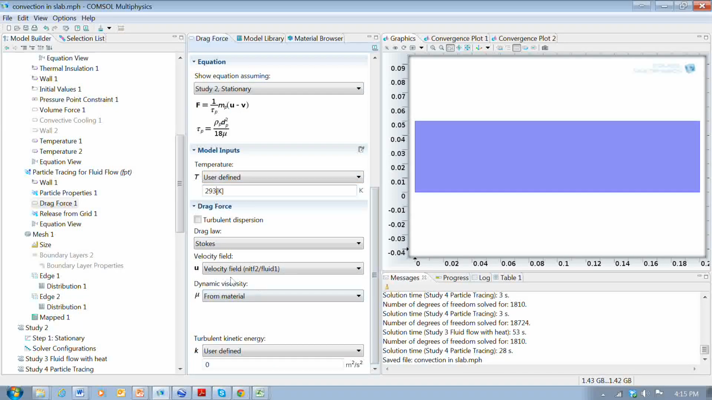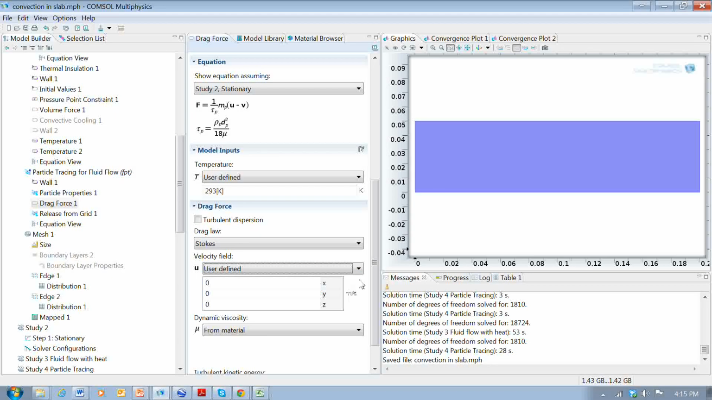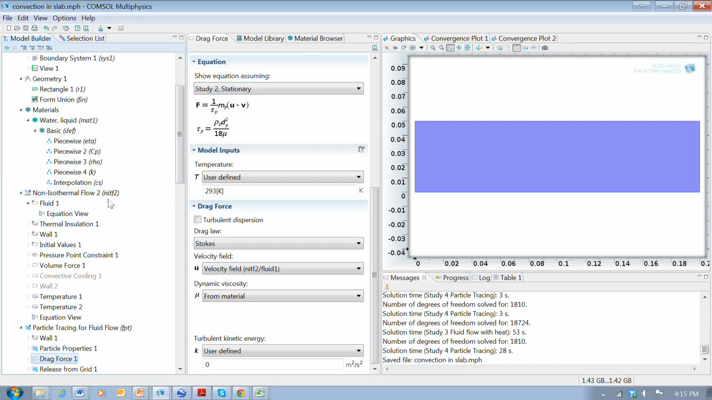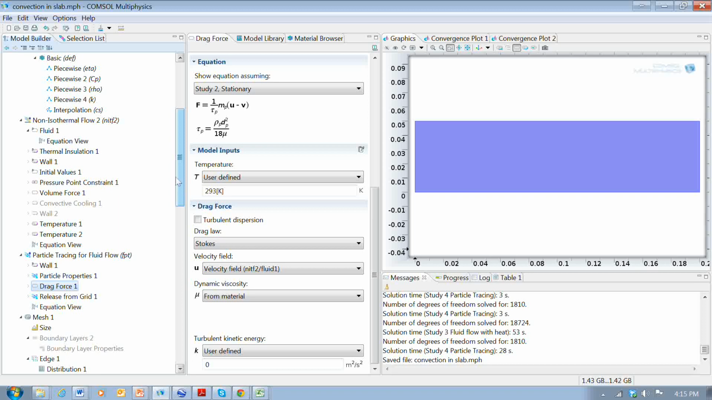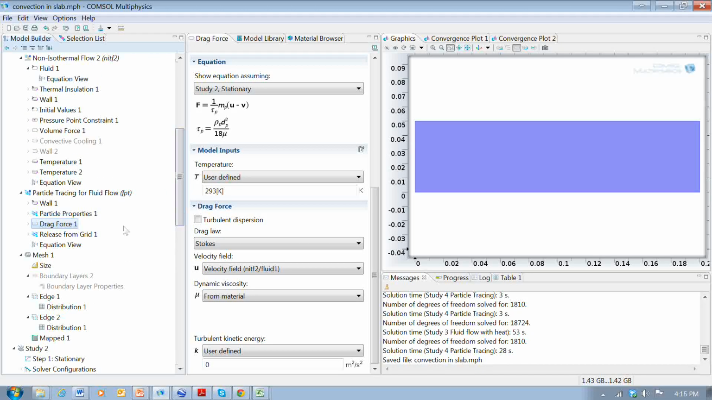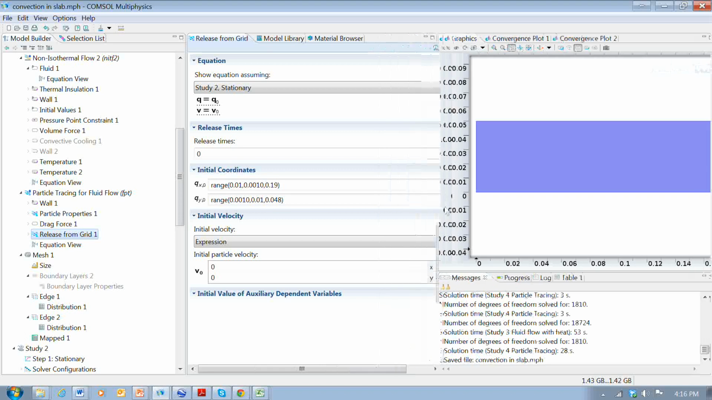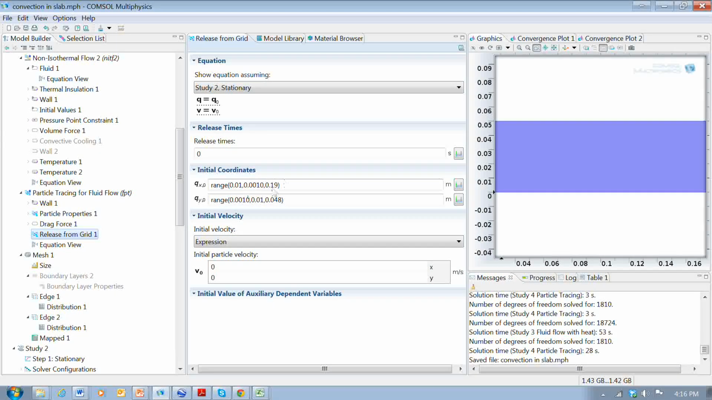And then we need to link the velocity field here. I think the default is user defined, but you want to just put in the velocity field from this NITF2. I should point out too, when you set this up, it'll probably be NITF, and the 2 won't be there. So if you're copying things directly, just keep that in mind. And then to trace the particles through the fluid, you have to release them into the domain, and so I'll have several particles released, and I set them up with these initial coordinates.